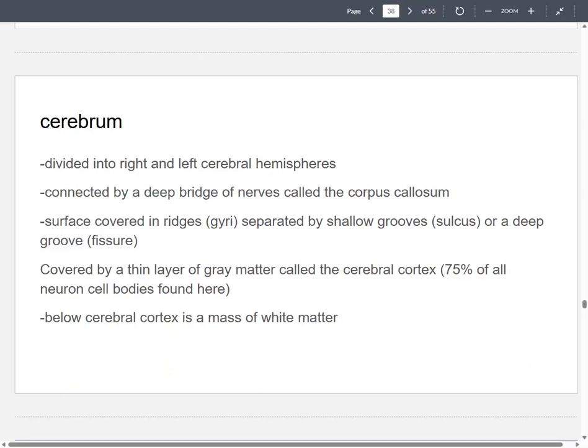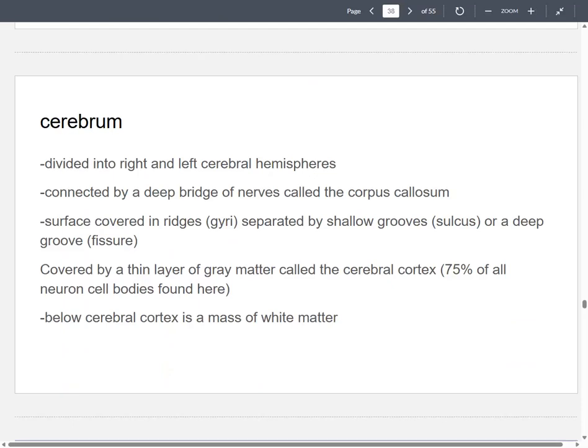And its surface is covered in ridges and grooves. These ridges are referred to as gyri, and the grooves are sulci. Sorry, I actually misspoke. Gyri is the plural, sulci is the plural as well. Sulcus, gyrus, that is the singular. There are also some very deep grooves that are referred to as fissures, and they're typically going to separate major sections, whereas the sulci are found in many different places.